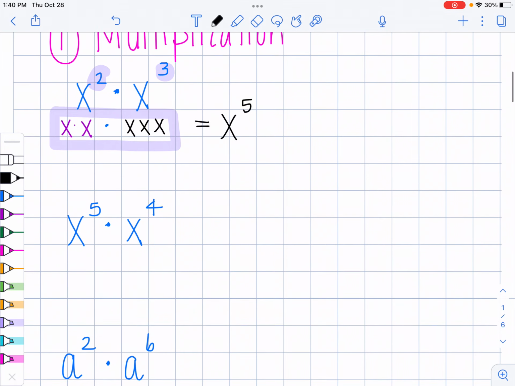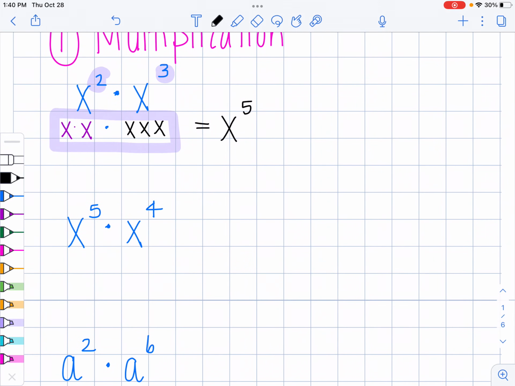Let's try one more, and then we'll talk about the rule. So x to the 5th means 5 x's multiplied. So 1, 2, 3, 4, 5. X to the 4th means I'm multiplying 4 x's. 1, 2, 3, 4. If I'm looking here, how many total x's am I multiplying together? 1, 2, 3, 4, 5, 6, 7, 8, 9. So this is going to be x to the 9th.